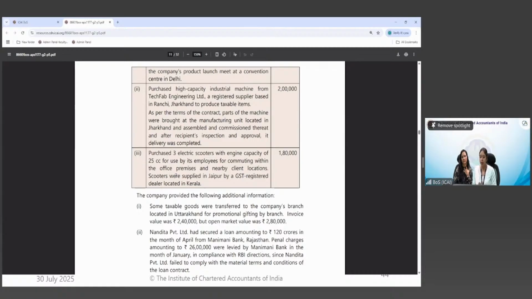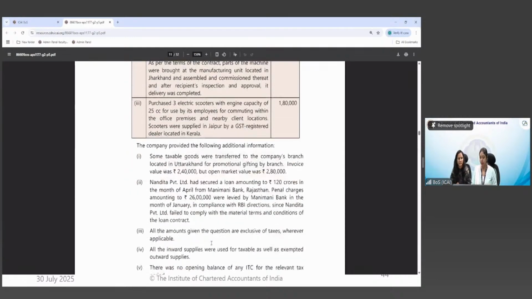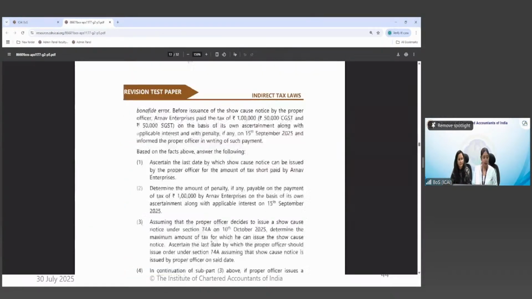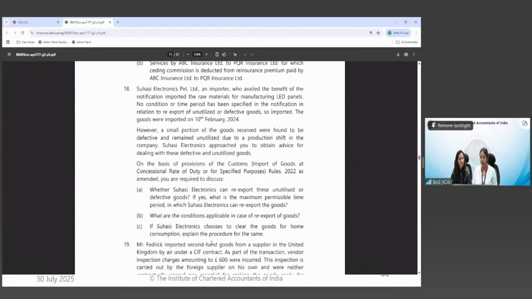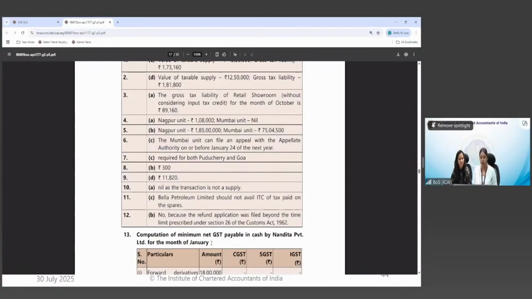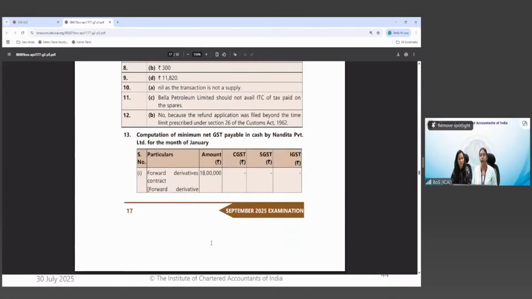Now these electric scooters, they are not motor vehicles, so therefore their credit will not be blocked. Now after that, quickly, because very less time is left, we'll just see the presentation of this particular answer, so that you get an idea of how this complete first compulsory question has to be presented.